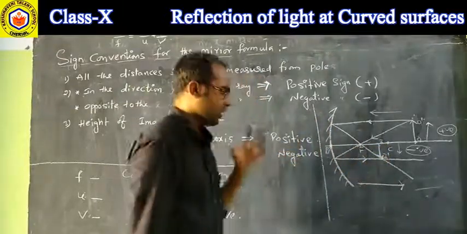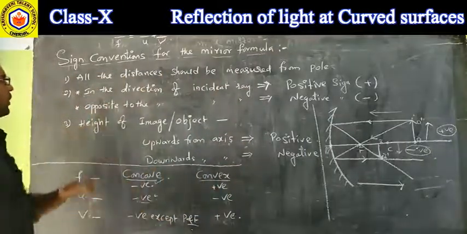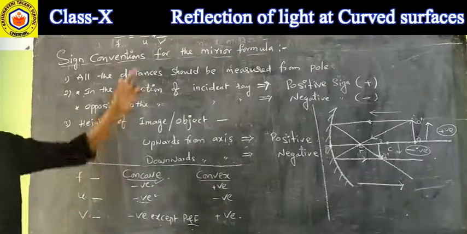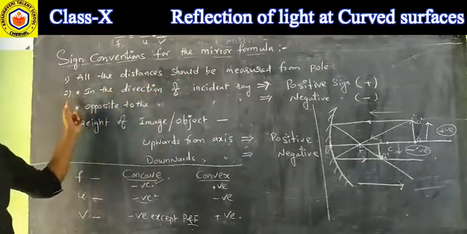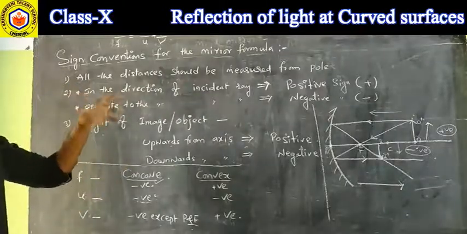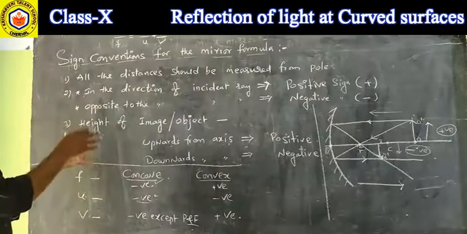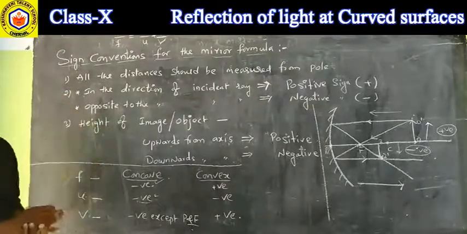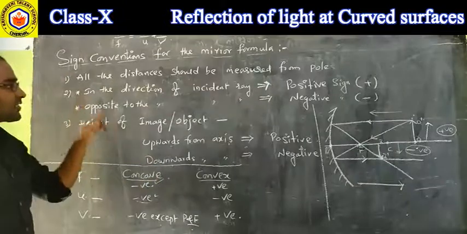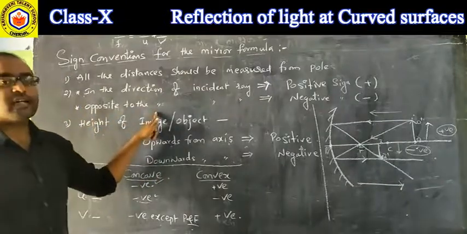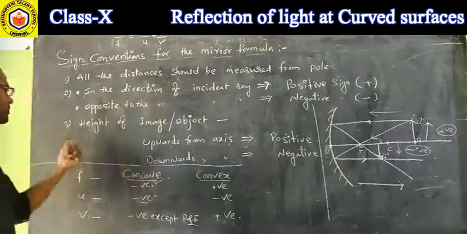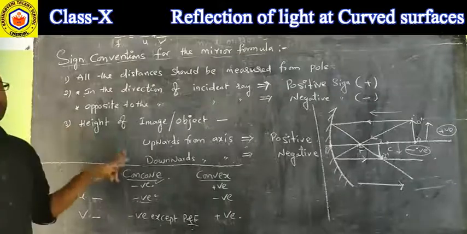Is it clear? So what are the sign conventions now? There are 3 sign conventions. First one, all the distances must be measured from pole. Next, the second sign convention about object distance and image distance: if a distance is measured along the direction of incident ray, that should be taken positive, and if the distance is measured in the direction opposite to the direction of incident ray, that should be taken negative. So this is the second sign convention. Next, the third convention is about height of the image or height of the object.